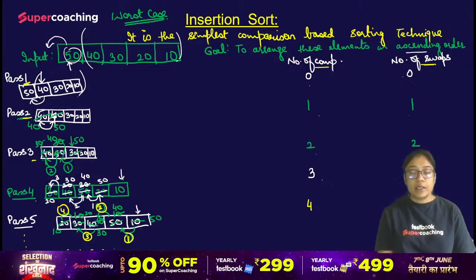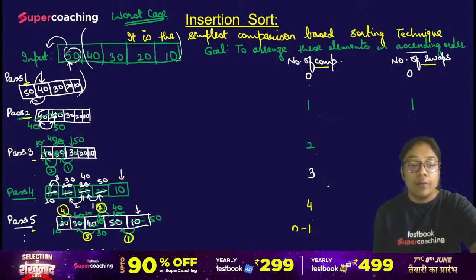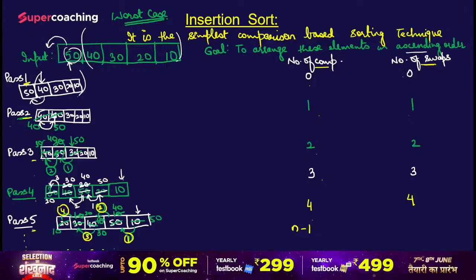You can observe the pattern here. For 1, it is 0. For 2, it is 1. For 3, it is 2. For 4, it is 3. For pass 5, it is 4. So this means that if we are talking about the nth pass, the number of comparisons will be n minus 1, and the number of swaps will also be n minus 1. Make sense?